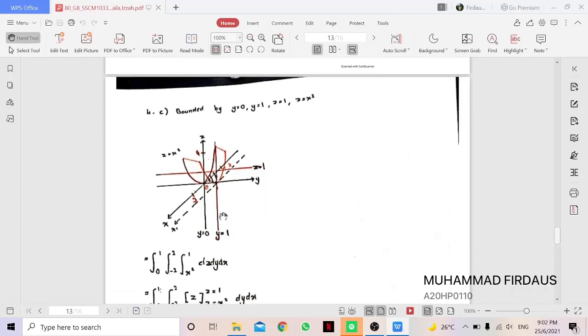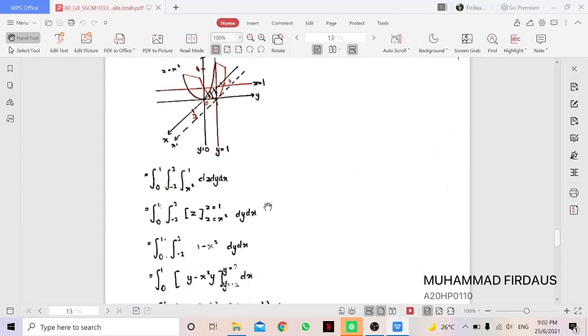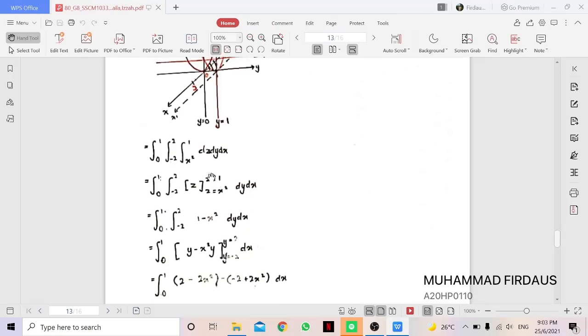For c, we have to find the value for the region bounded by y equals 0, y equals 1, z equals 1, and z equals x squared. The bounded region is here in the middle of all the equations, and we must integrate. There is no function, so we can assume there is 1, and the limits for dz are 1 and x squared, for dy are 2 and negative 2, and for dx are 1 and 0.